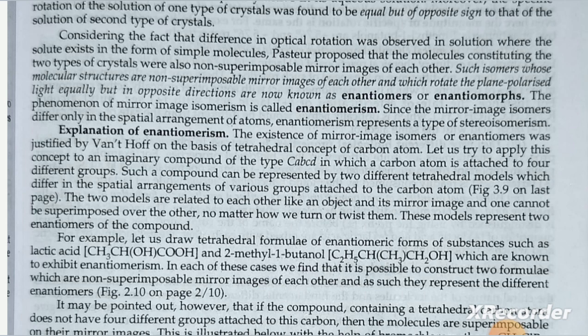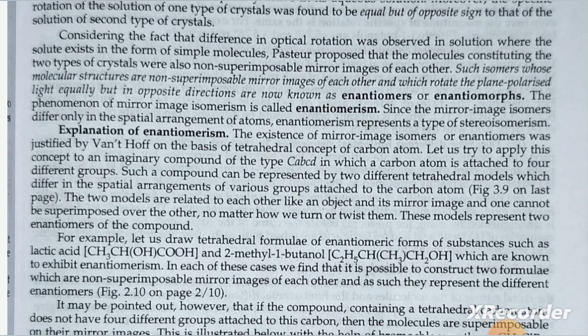Let us try to apply this concept to an imaginary compound of the type CABCD, in which a carbon atom is attached to four different groups. Such a compound can be represented by two different tetrahedral models which differ in the spatial arrangement of various groups attached to the carbon atom. The two models are related to each other like an object and its mirror image, and one cannot be superimposed over the other no matter how we turn or twist them. These models represent two enantiomers of the compound.